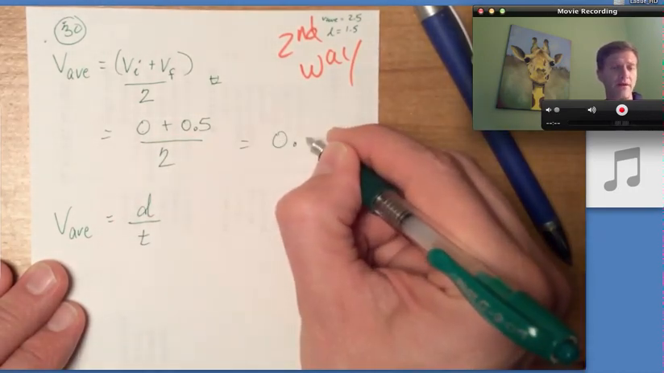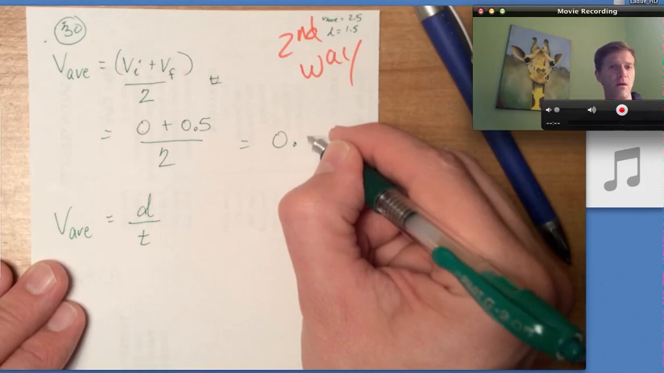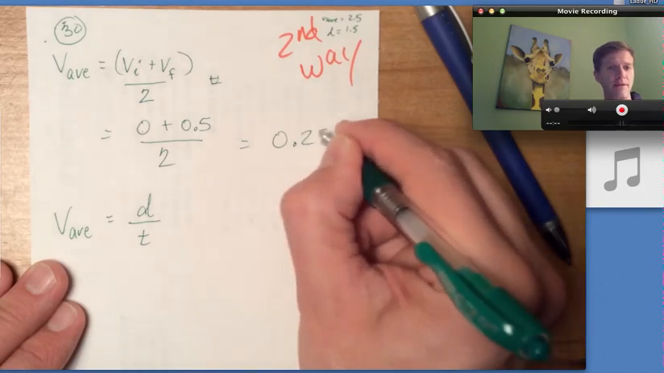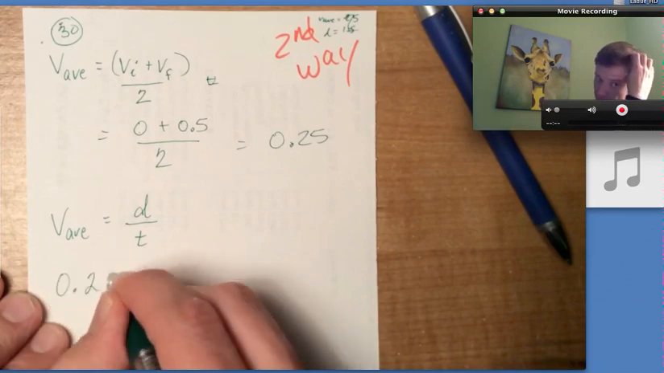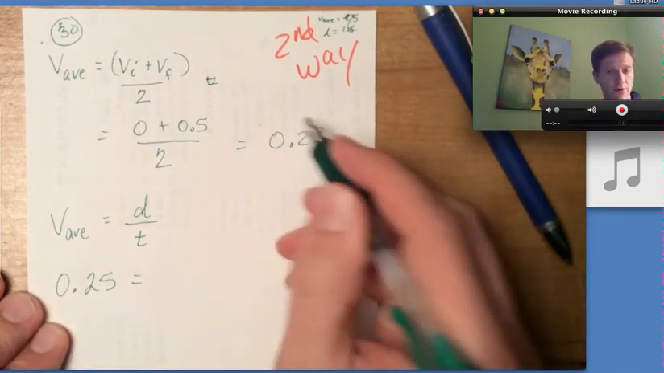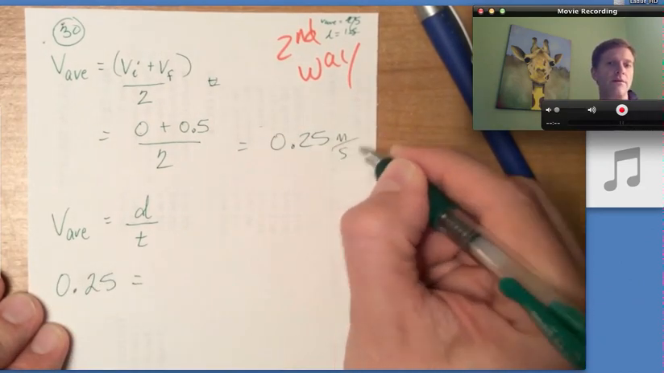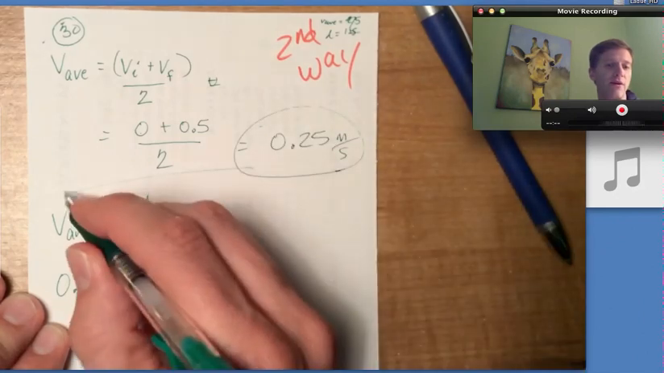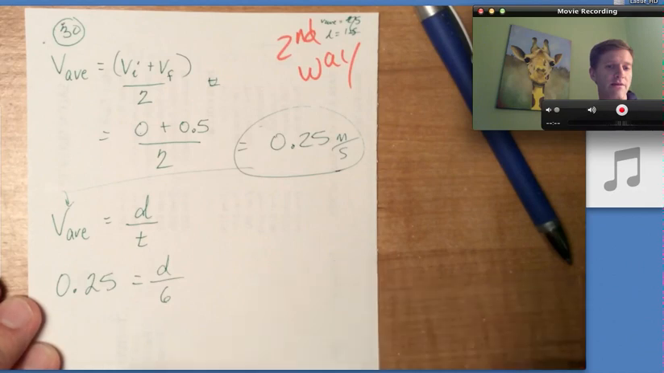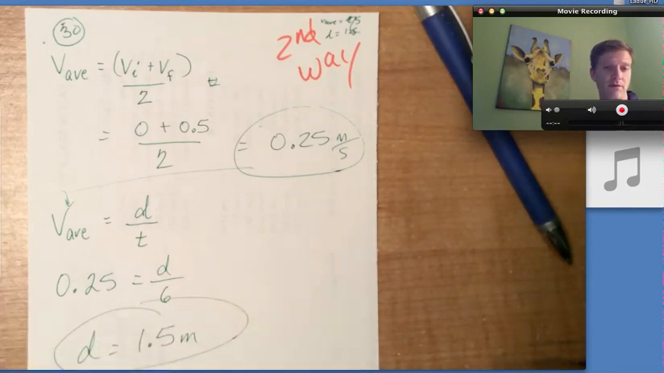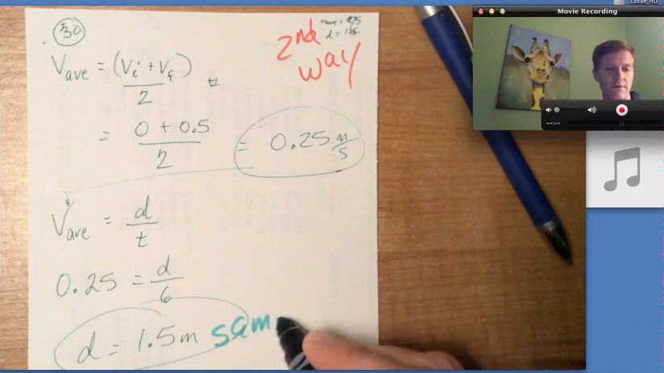But yeah, we had an initial velocity of 0 and a final velocity of 0.5. Those average out to half of that, 0.25. So that's my average velocity. And if you know on average how much it's moving, if you're moving at 0.25 for 6 seconds, that's also the same answer. Woohoo! It works. Physics works.